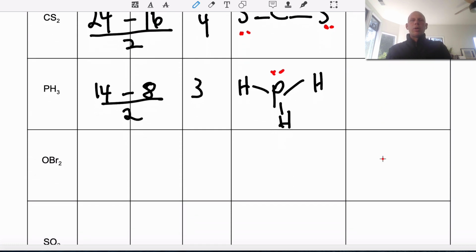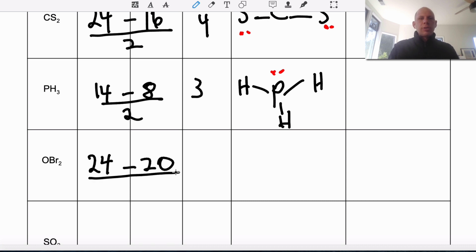Okay. Go ahead and try OBR2. Please press pause. Okay, so let's go through OBR2 together. All of these want 8, so that's going to be 24. O wants 6, and each of those wants 7 because it ends in S2P5. So that's going to be 6 plus 14, which is 20. Okay, so we have a discrepancy of 4.